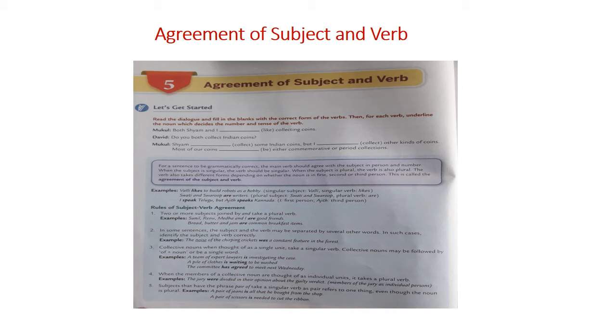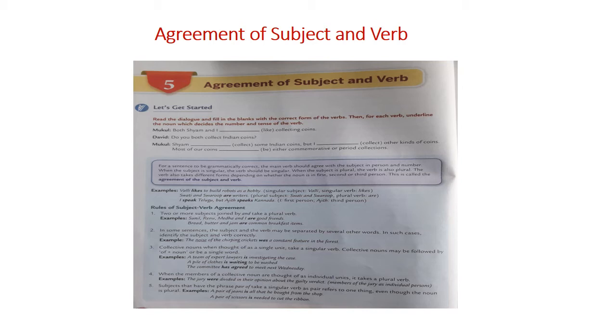Example, a team of expert lawyers is investigating. You see, a team of expert lawyers. Many are there, but they are taken together, collectively. So the verb is singular. A pile of clothes is waiting to be washed. See, pile of clothes. Many clothes are there, but it is taken together. So the verb is. The committee has agreed. Committee is also a group of people. Many are there, but the verb is just singular. Has.